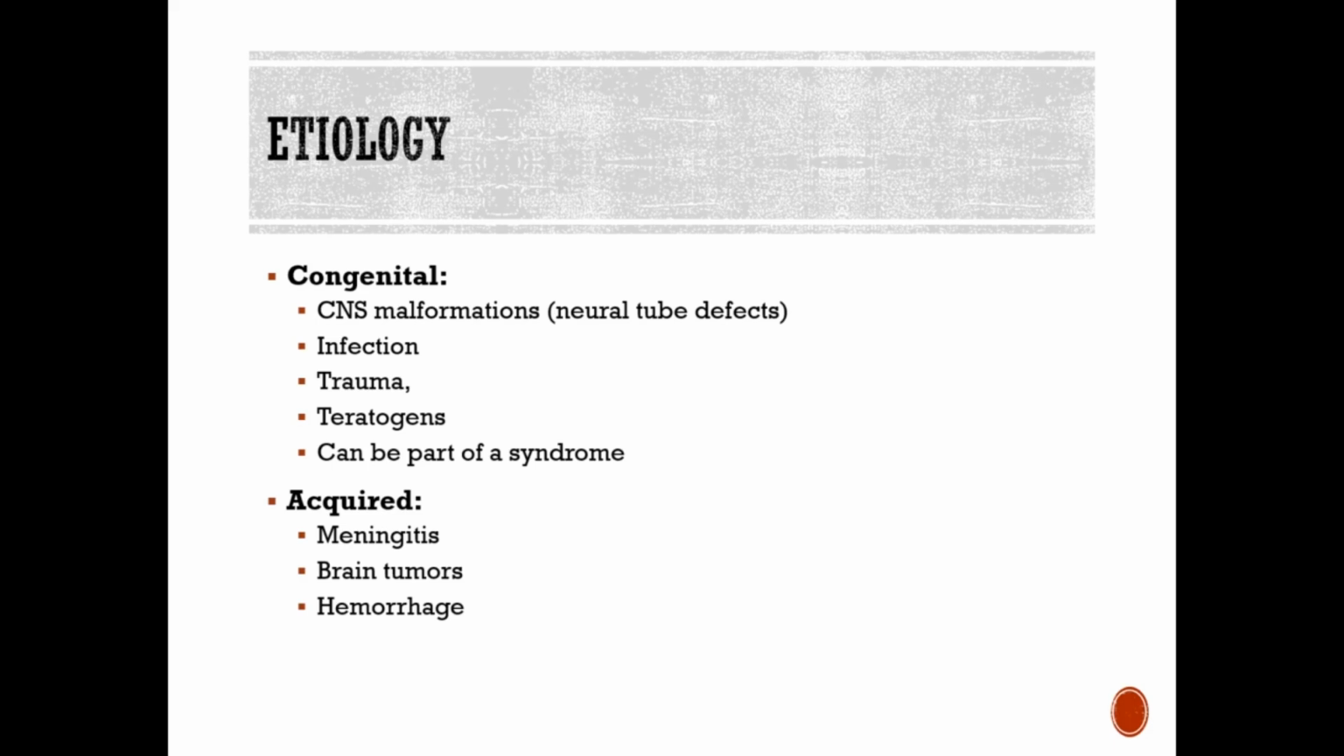Hydrocephalus may be caused by CNS malformations, so neural tube defects, infections, trauma, exposure to teratogens or medications or substances that the mother was taking while pregnant, and it can be part of a syndrome. And then it may be acquired if the patient had meningitis, a brain tumor, or a hemorrhage.